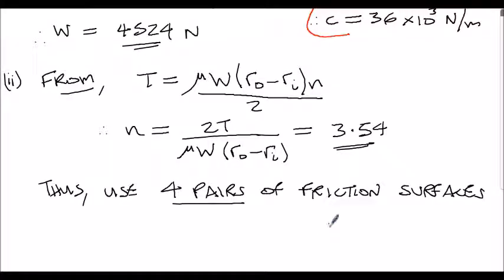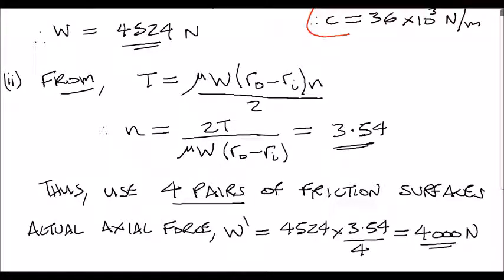And again, we can work out what the actual axial force will be, which is what the question actually wants us to find, by factoring the original force, W, by the ratio of 3.54 upon 4. According to me, I get 4,000 for that. Call that a day there.